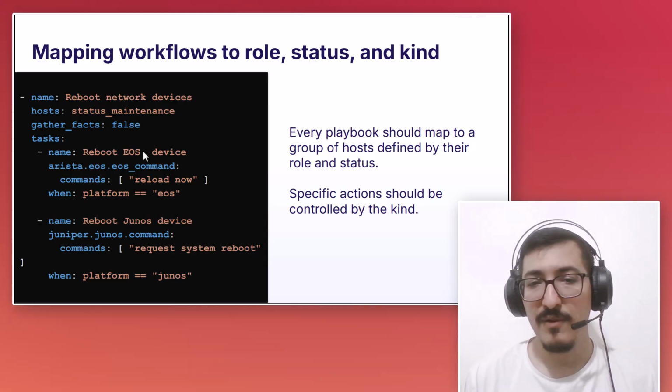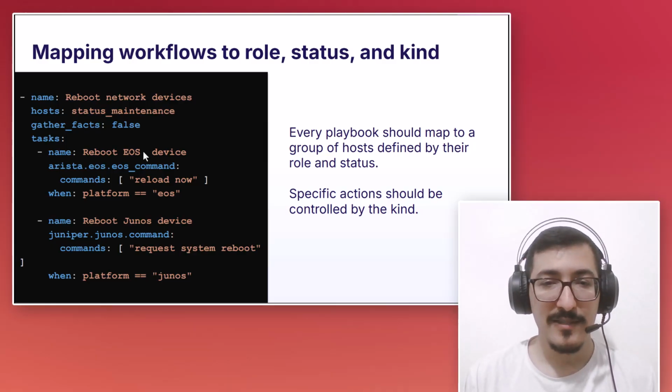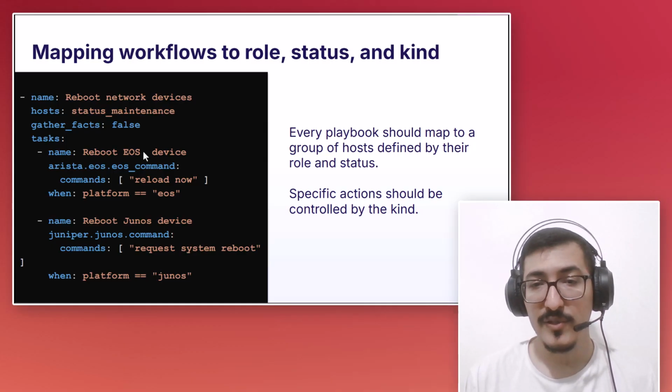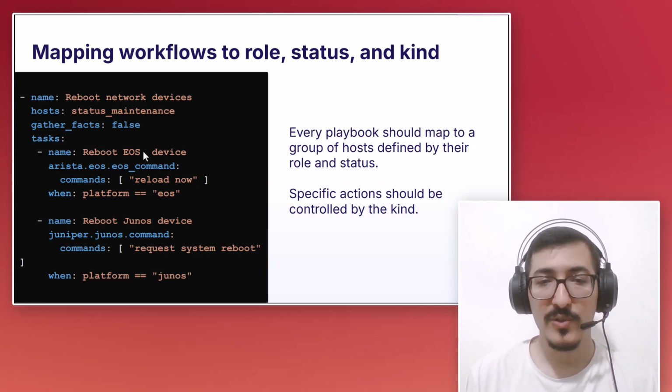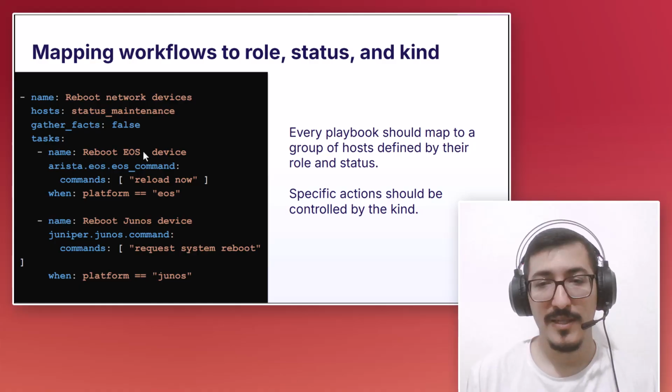Role defines the function, for example, spine, leaf, border gateway, firewall, or edge router. Status describes the operational life cycle, for example, active, provisioning, maintenance, decommissioned. And finally, kind controls the low-level implementation: Junos, EOS, NXOS, FortiOS. These 3 attributes allow us to write a single playbook that can run intelligently across heterogeneous infrastructure. Let's look at the example.